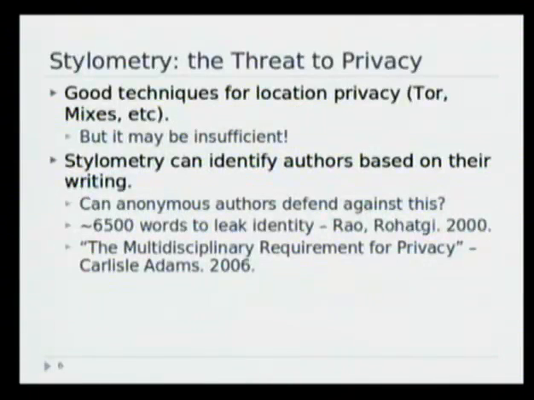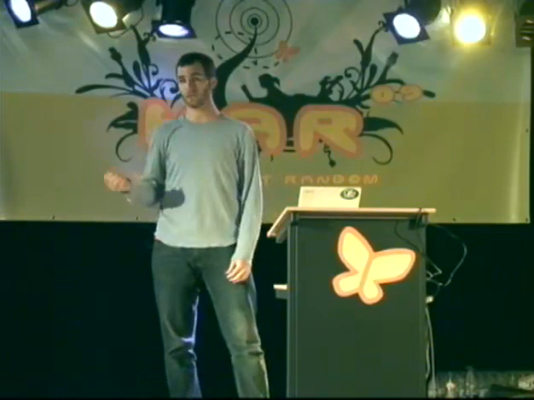So what is this threat to privacy that stylometry can pose? Now, there are good techniques for location-based privacy. If you want to post something anonymously, you can use Tor, you can use a pseudonym, you can do all sorts of things so you can't trace back to where the document was posted from on the internet, things like that. But that may not be enough. Stylometry can be used to identify authors based on their writing style, no matter what methods of location-based anonymity they took to try and publish a document anonymously.